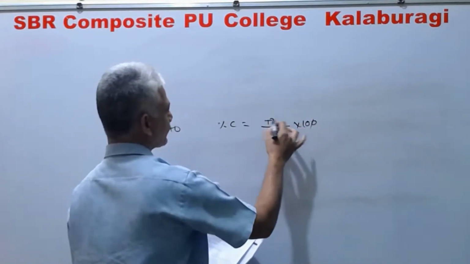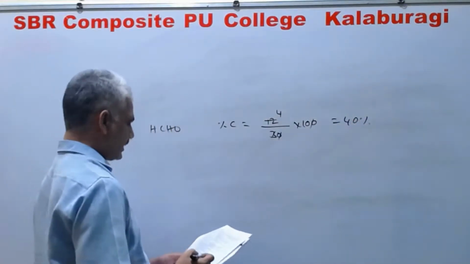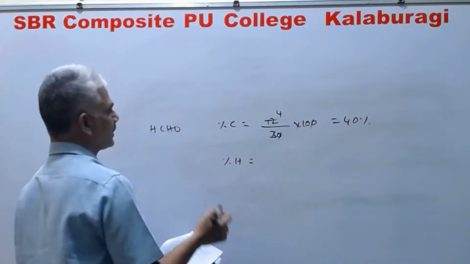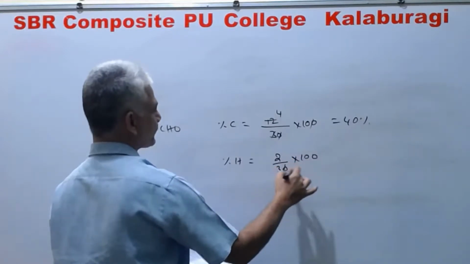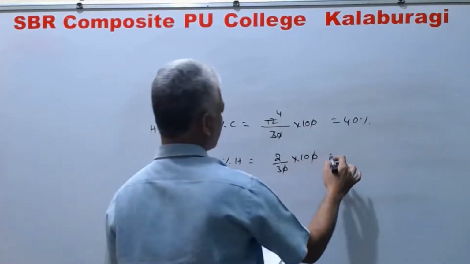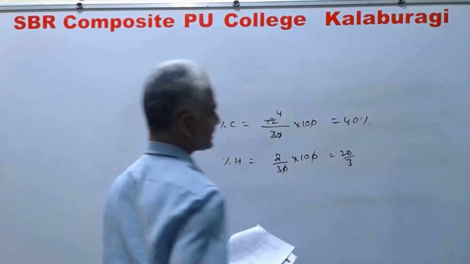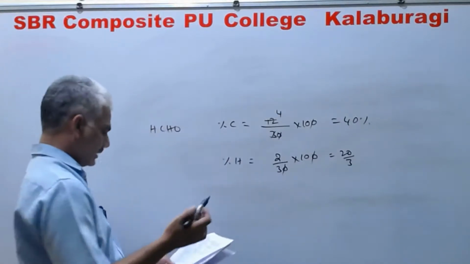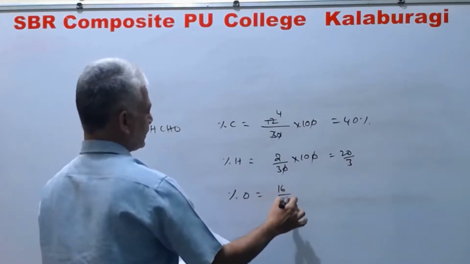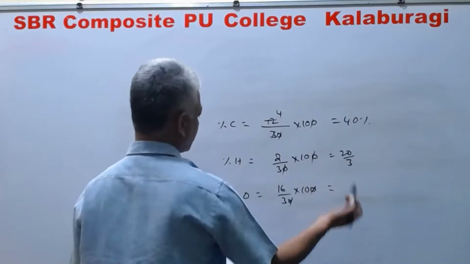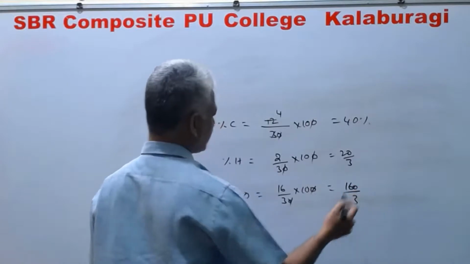So this comes out to 40%. Then let us check the percentage of hydrogen. 2 hydrogens are there, so 2 by 30 into 100, so 20 by 3%, or 16.66, like that we can take. Then let us calculate the percentage of oxygen also. 16 by 30 into 100. So roughly it is 55%, 160 by 3.